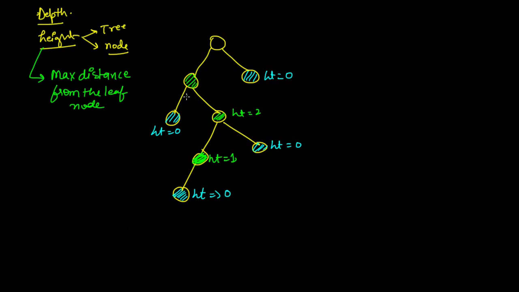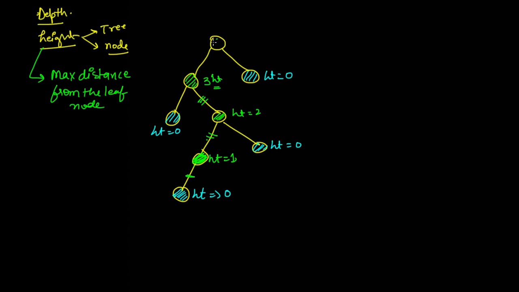Now for this node, what is the height? For this node the height is 3. Why? Because if you go in the right direction, this is the first edge, this is the second edge, and this is the third edge. So these three edges give the maximum distance between the leaf node and this node. Therefore the height of this node is 3.